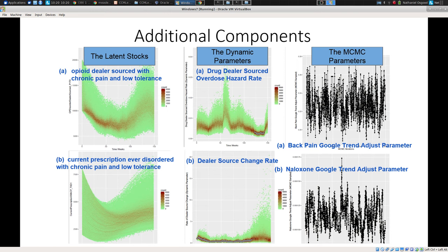So these are MCMC parameters. These are static parameters that over time we're trying different values of. As theta changes, we're exploring different possible values for these parameters. So here on the left, these four on the left side, the x-axis is time and the y-axis is value. On the right side, the x-axis is MCMC iteration and the y-axis is the value.